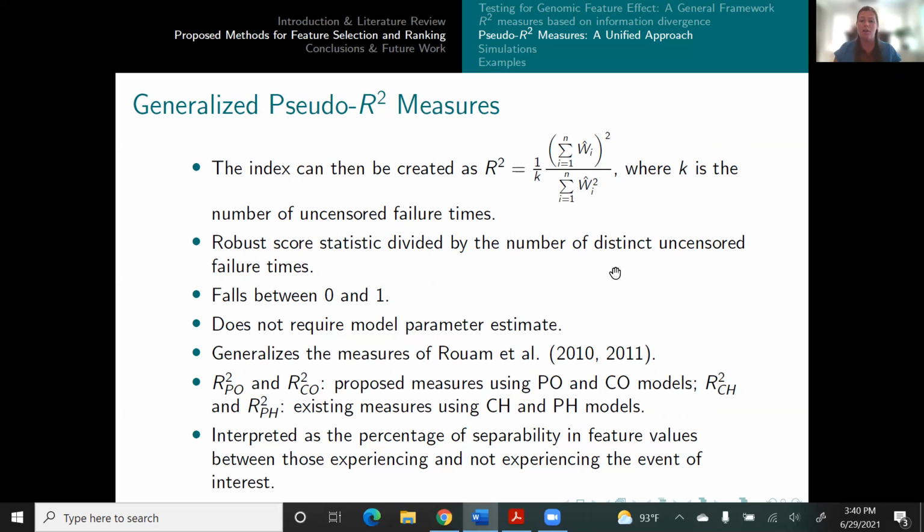It does not require model parameter estimates. That's a benefit. It generalizes the measures found in Rome's 2010 and 2011 papers. So R-squared PO and CO are our proposed measures, and R-squared CH and PH are the existing measures from those papers. And one major benefit is its interpretation. It can be interpreted as the percentage of separability in feature values between those experiencing and not experiencing the event of interest. One other thing I just wanted to note is there were some small computational corrections for the CO and CH cases, and if you're interested, I can provide more details on that.